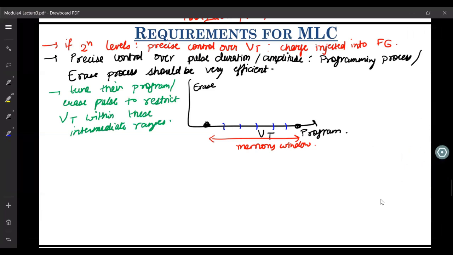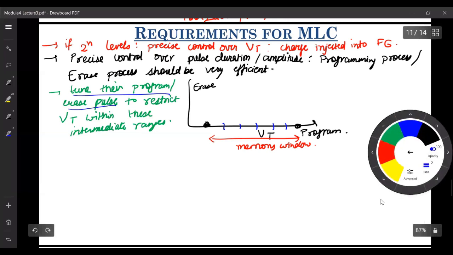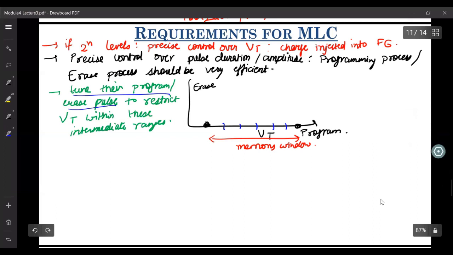So they tune their programming or erase pulse to restrict the threshold voltage of the device, or to restrict the charge which has been injected or extracted out of that floating gate, so that its threshold voltage lies in some sub-range. In that case, compared to the threshold voltage distribution we had when we had only 2 states, erase and program, in multi-level the threshold voltage distribution that you see is something like this. So you have a Gaussian threshold voltage distribution for each of these intermediate threshold voltages.